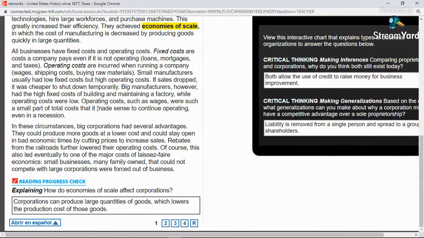And sometimes this means that workers get paid very little, because if a company is having a very difficult time, they can control a little bit of their operating costs. And this can even mean paying their workers less money. So because of this, big corporations had several advantages. They could produce more goods at a lower cost and could stay open in bad economic times by cutting prices to increase sales.